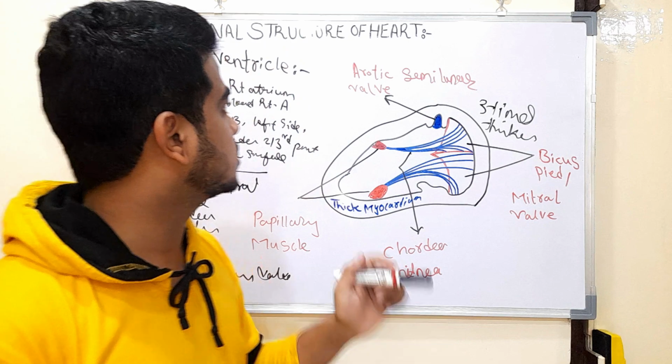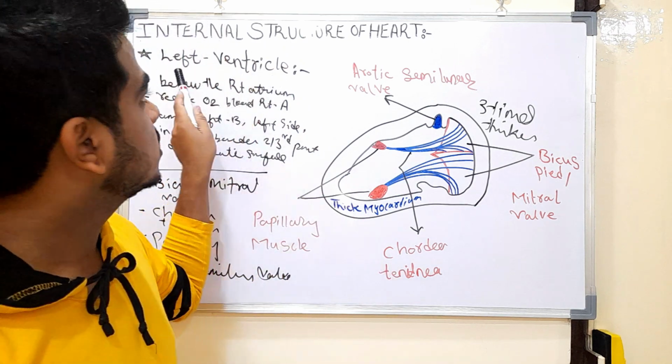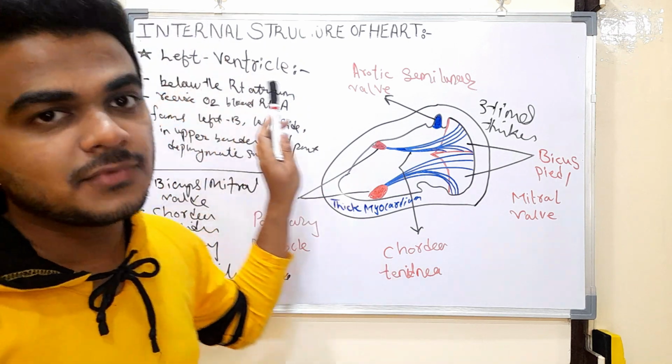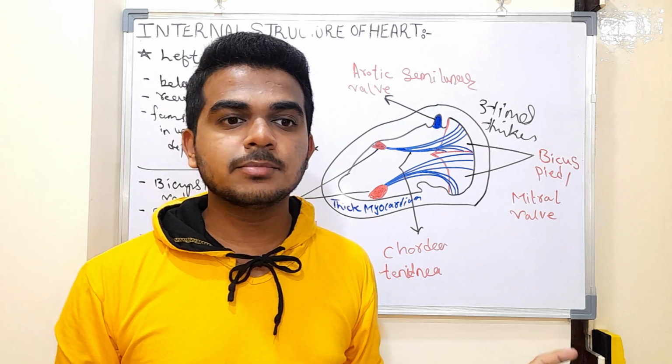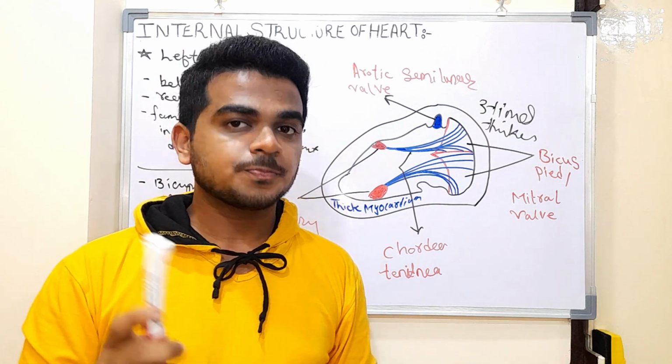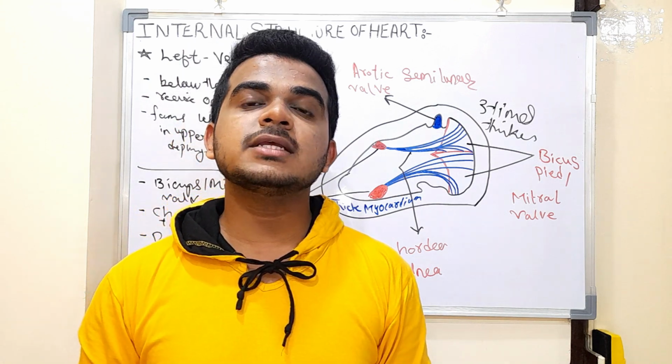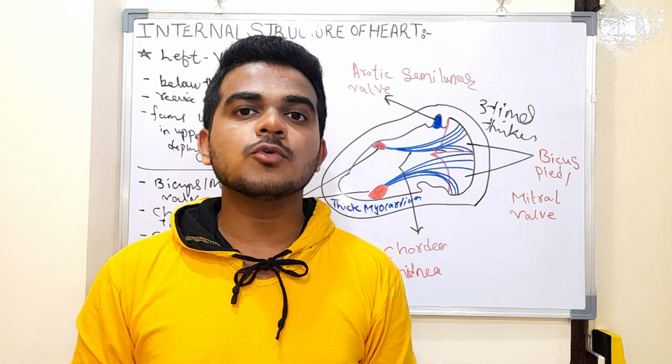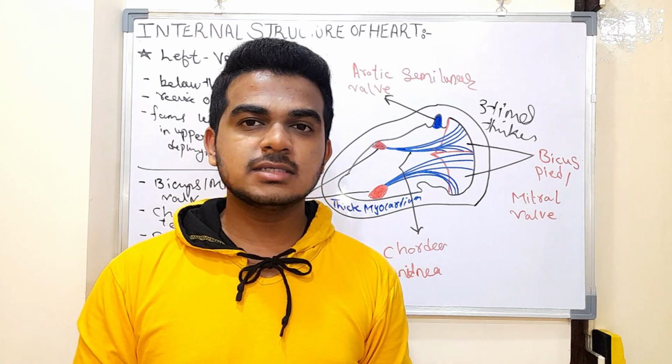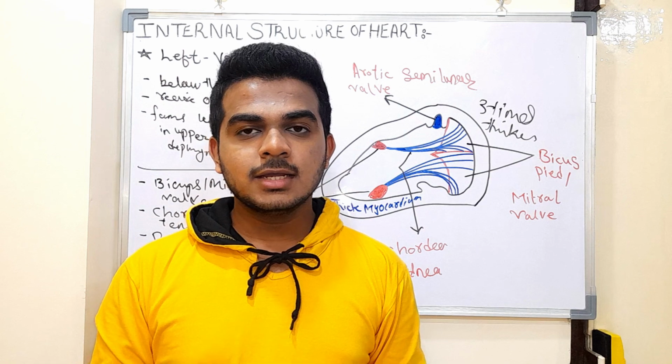So this is the last point we see here, the left ventricle. We are already done with all the chambers and all the internal structure. Only one topic remains, that is the heart wall. This is a very simple and easy topic, so I will teach you in the next lecture.